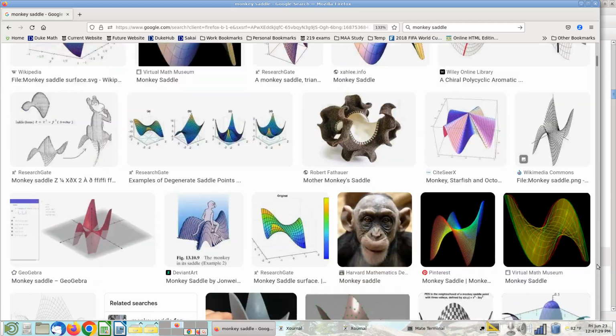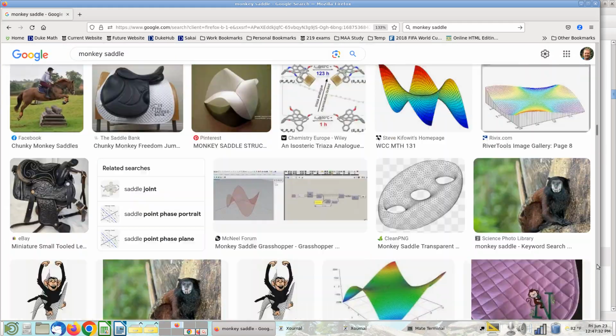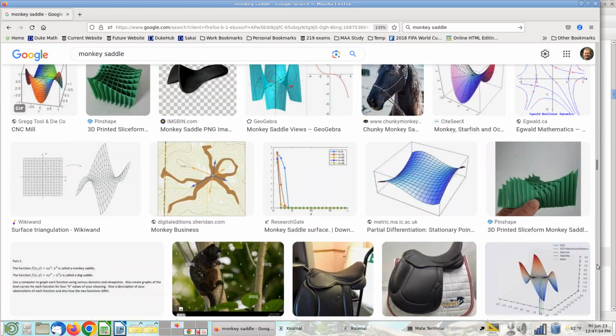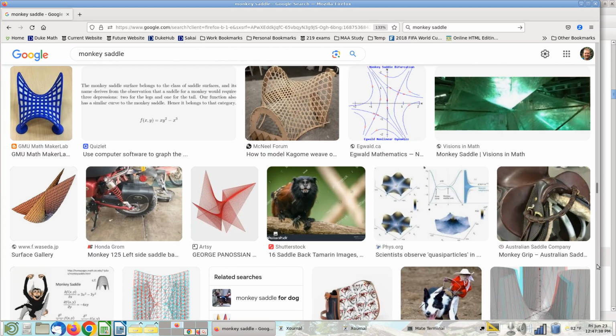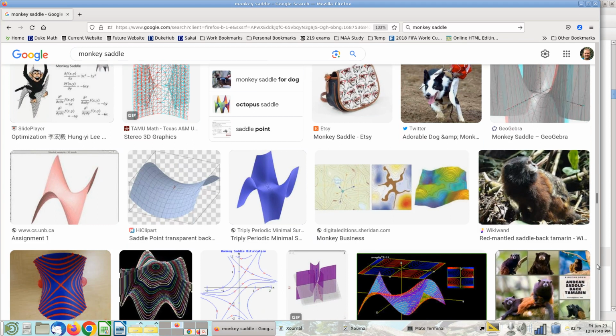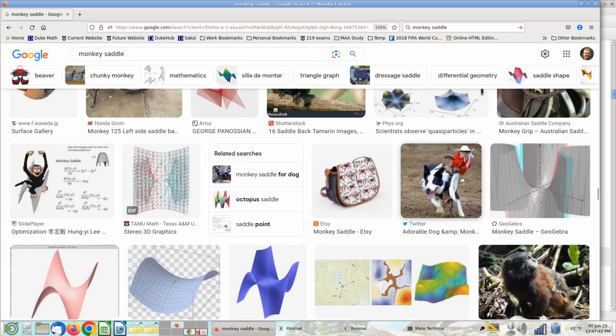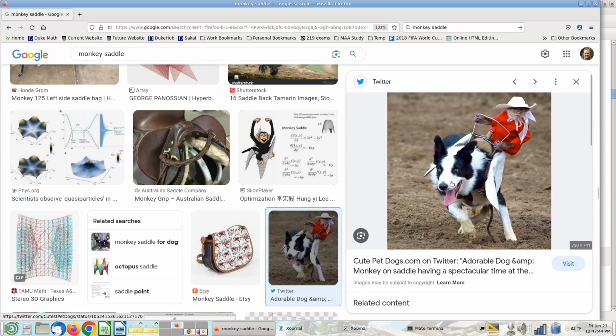And then just for fun, I'll point out that if you scroll really far down on this list, I think I remember it's 11 clicks down. Now it's probably, okay, here it is. At some point, somebody put an actual monkey on a little saddle on a horse. I just think that's funny.